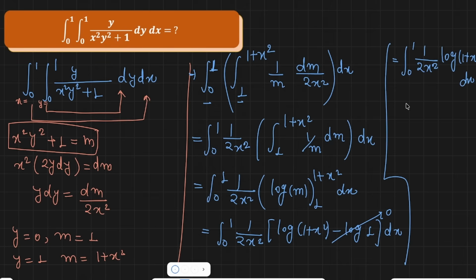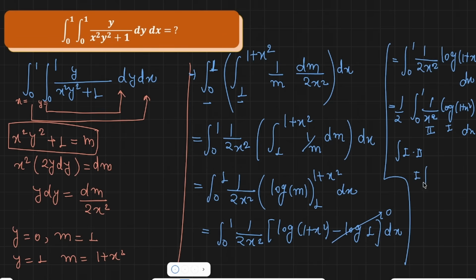Now in this case, how to solve this? 1 by 2, this is 0 to 1, 1 upon x square, this is log of 1 plus x square dx. Now you have to use ILATE here. Okay, so here you take this as first, this as second, then you can use your ILATE, first into integral of second.